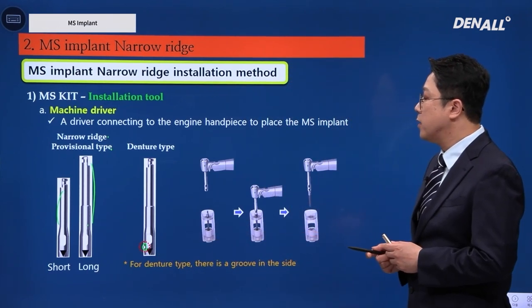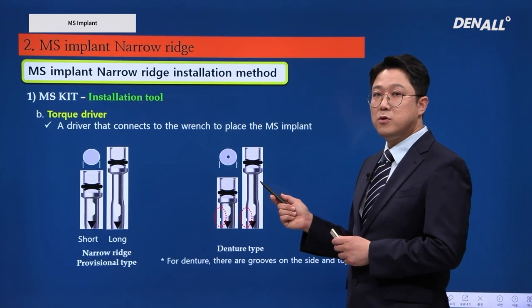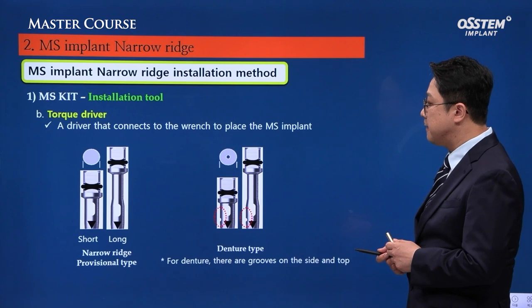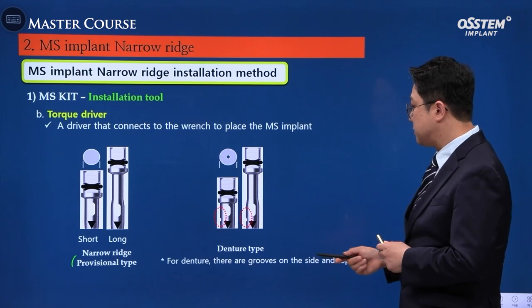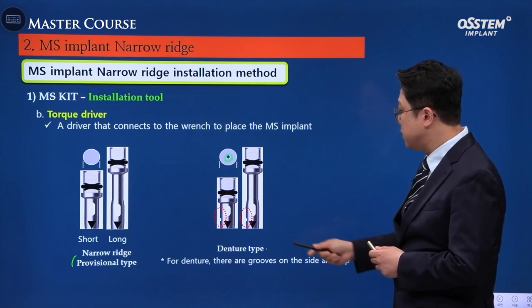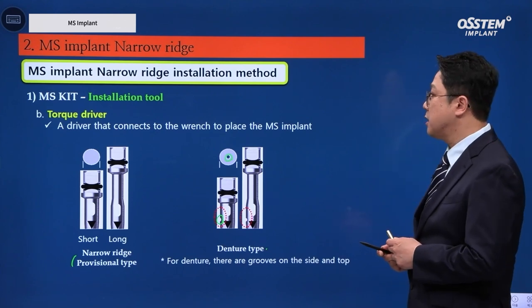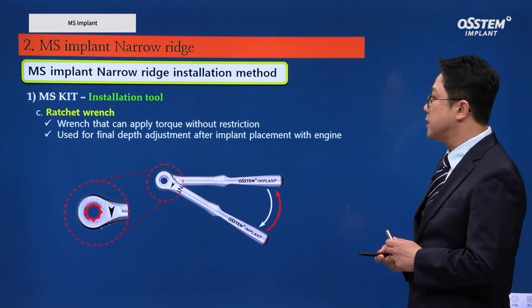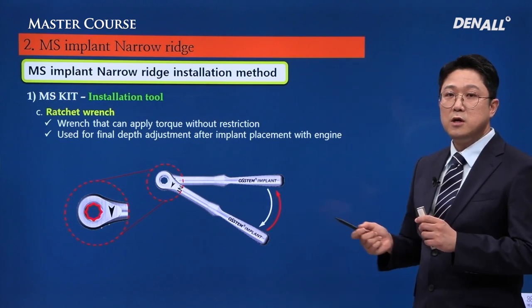You do not place the implant 100% with machine driver. Depths should be adjusted using torque driver. This is the same. For a torque driver, you can use the same one for narrow ridge and provisional. And as for denture type, there is a groove here. So you can differentiate it. Ratchet wrench, this is what you're used to. You can connect it to torque driver to adjust the placement depth in the final stage.